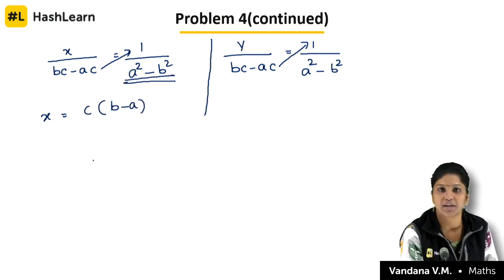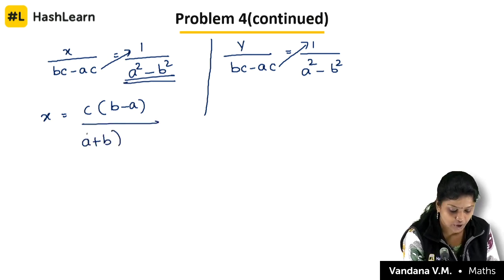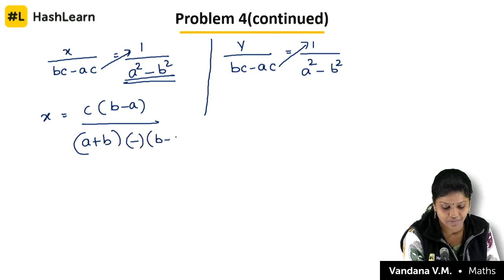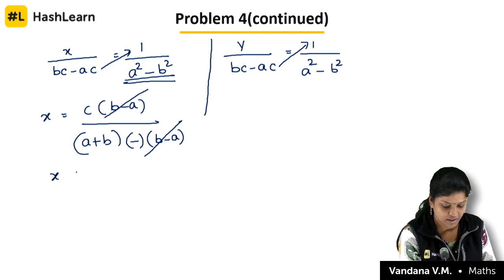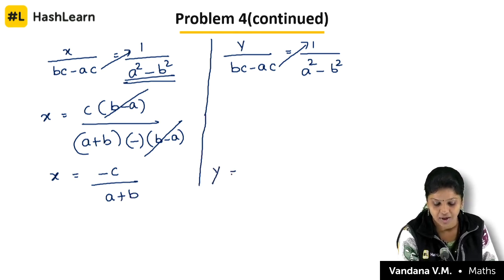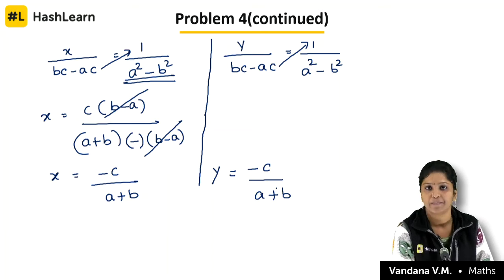The denominator can be written as A plus B into A minus B. Take out the minus common, that becomes B minus A. So B minus A will get cancelled. X is equal to minus C by A plus B. This is also the same, children, so no need to work it out once again. So I will write the y coordinate also directly: minus C by A plus B.